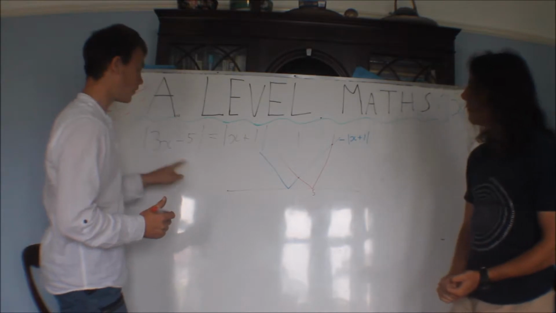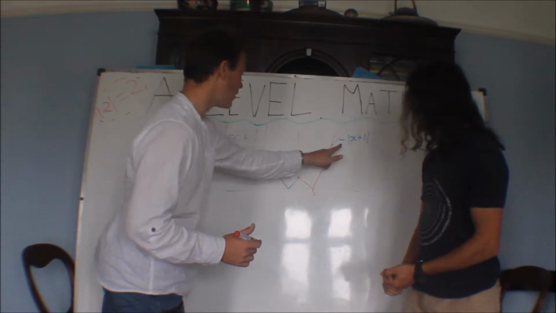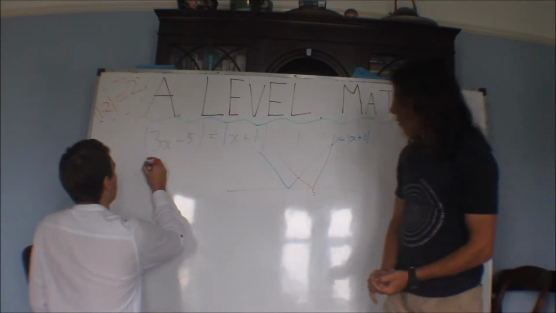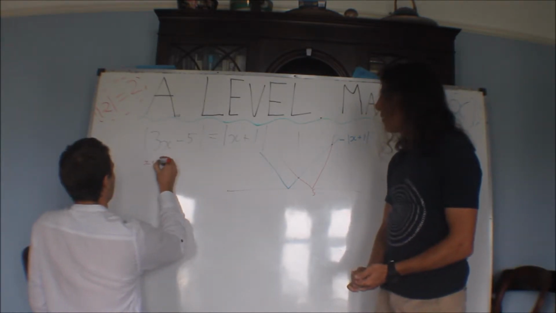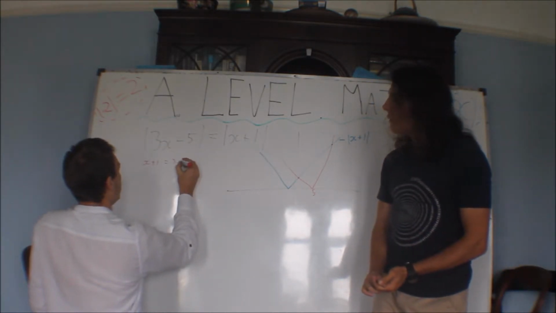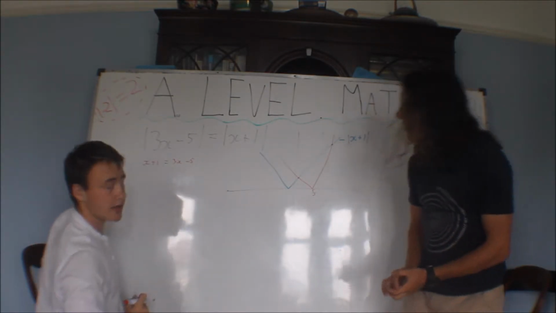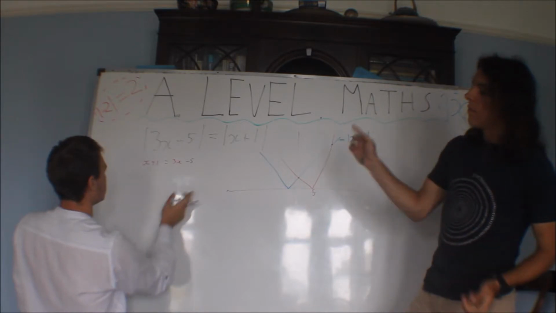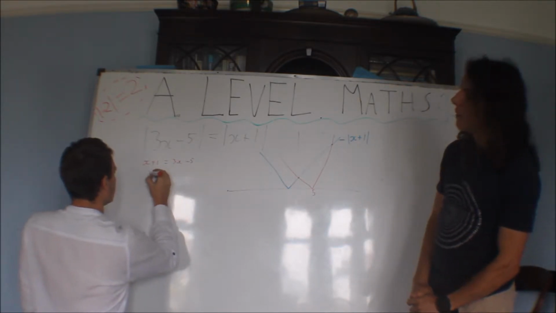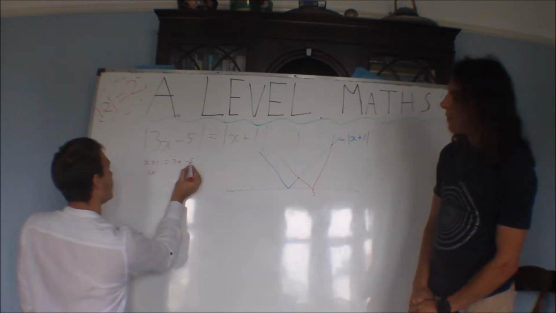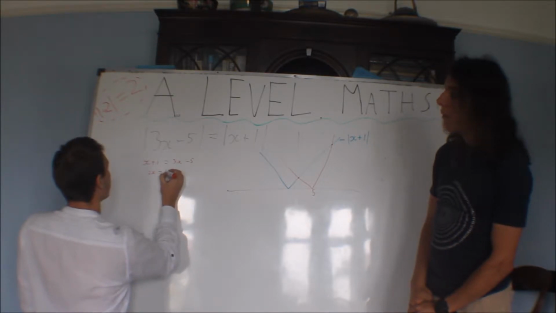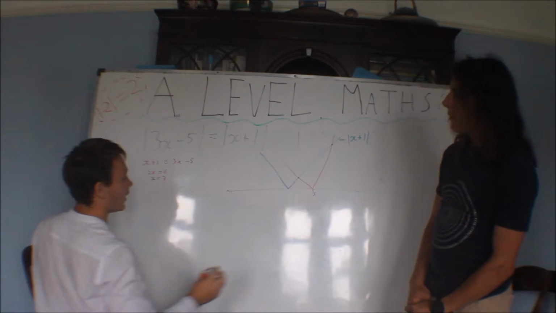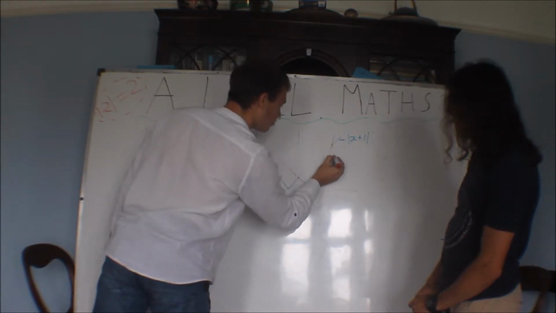Okay, so first we've got the positive with the positive. Yep. So that's x plus 1 equals 3x minus 5, just like that. So take away 1x and plus 5. That gives you 2x equals 6. So x equals 3. And that's going to be that one. Yep.